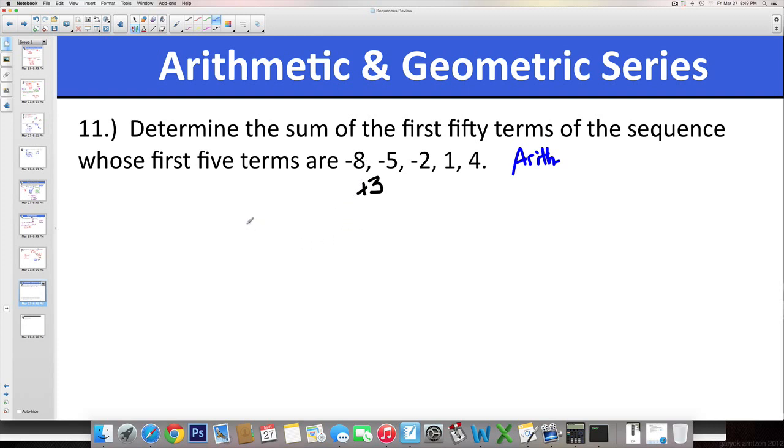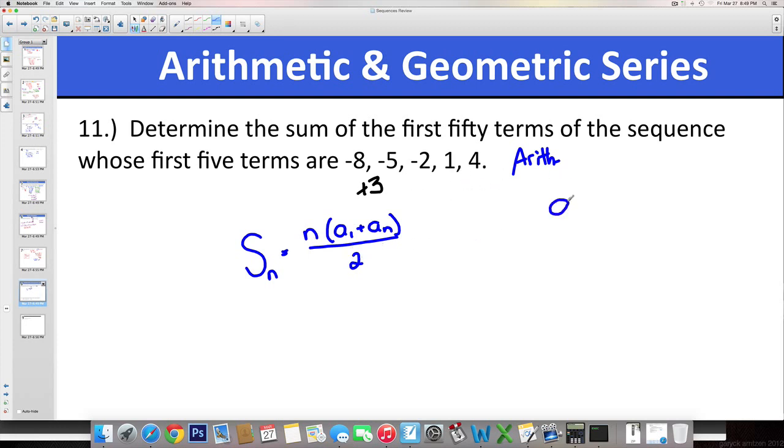So you will get this formula on your reference sheet, therefore you'll get it on your test. The formula to find the sum of an arithmetic series would be: the sum of a certain number of terms equals n times a sub 1 plus a sub n, divided by 2. So first term plus your last term, times the number of terms, divided by 2. So let's see what we have.